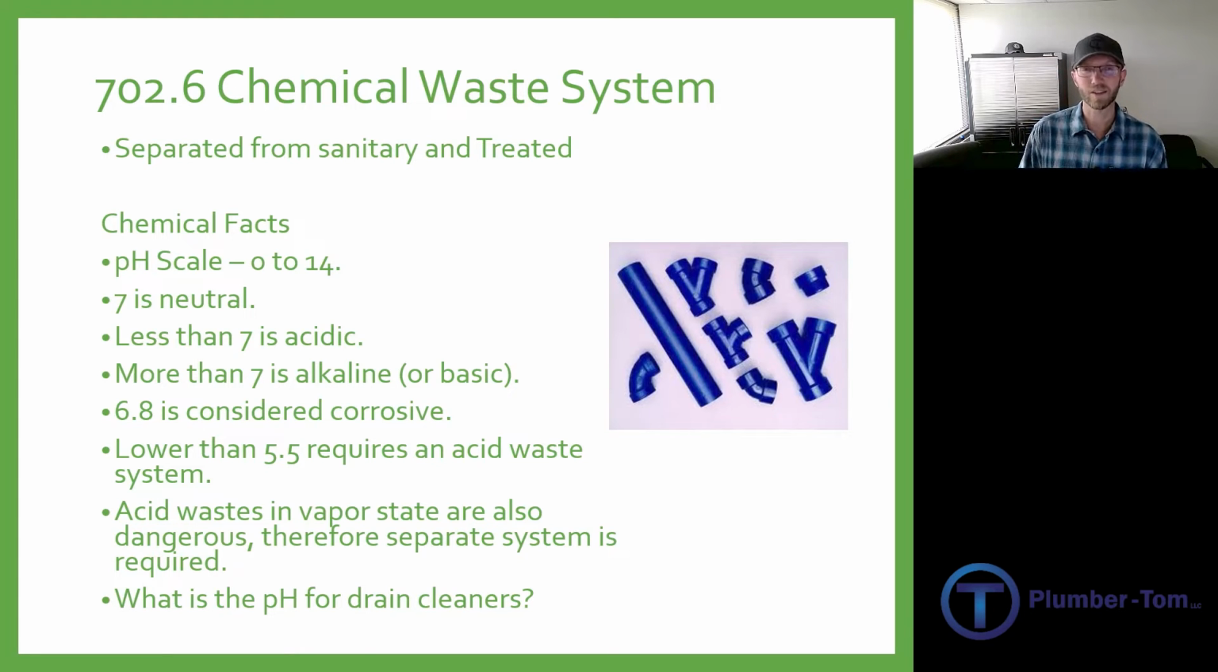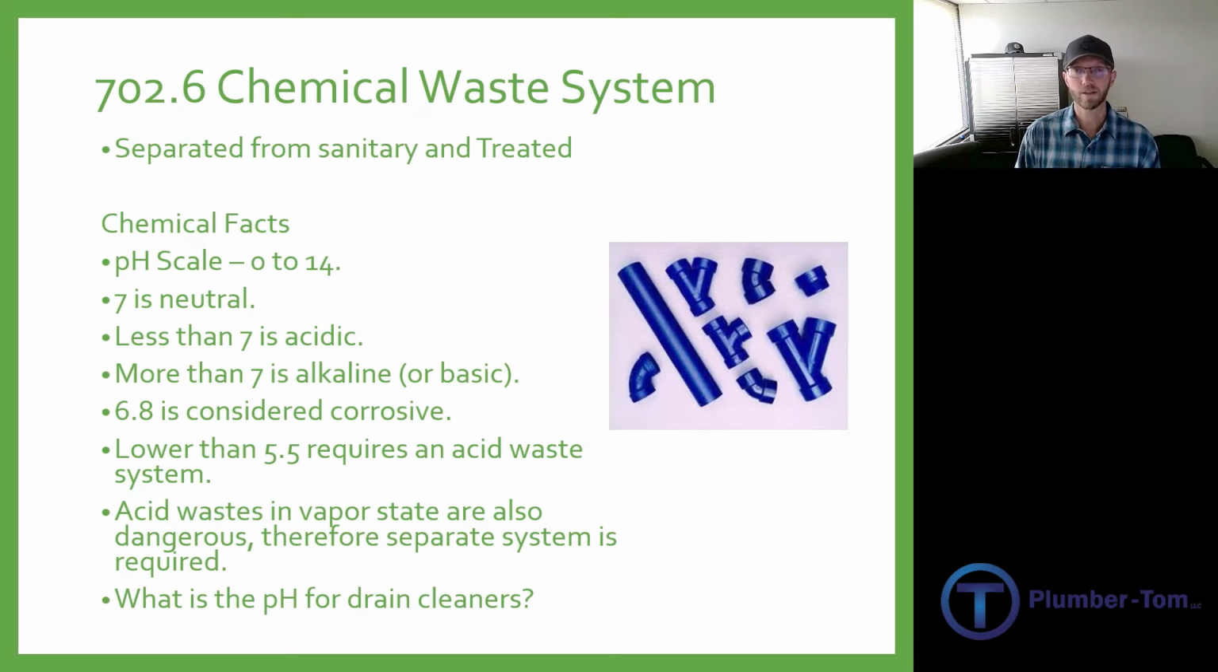6.8 is considered corrosive, so even when it just barely dips below 7, that acid starts to be a corrosive thing. Lower than 5.5 is where it would require an acid waste system. Now we're getting into really heavy acids that will eat through anything and everything. Acid wastes in vapor state are also dangerous. Therefore, this is an entirely separated system, and that means drains and vents. There's no connection to the normal sanitary drainage system.